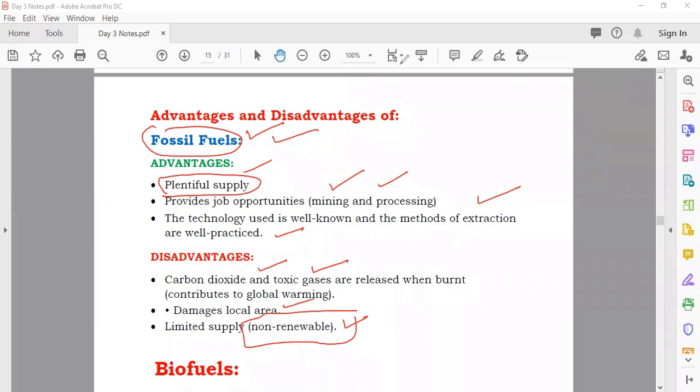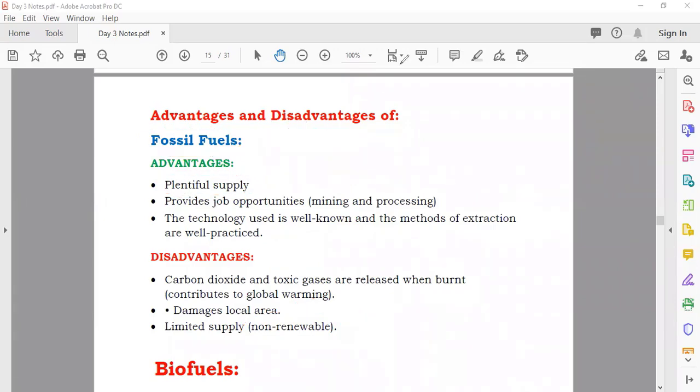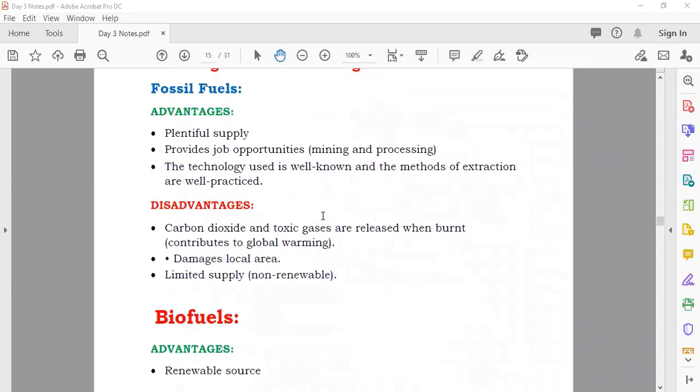Any confusion? Yes, sir. Yes, ask. Sir, the first advantage point is plentiful supply, and in the disadvantages, limited supply. Sir, how? Because you said there is a lot of supply, but then in the disadvantage, it is limited. Yes, very good question.